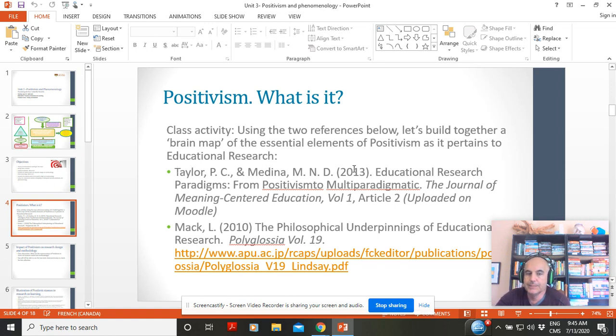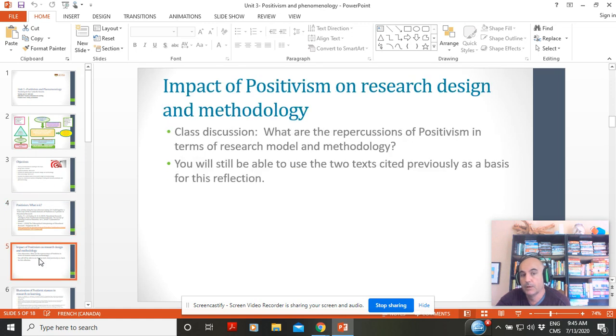So you've got Taylor, Medina, and Mac. Not the best writing, but some of the best concise overviews that I've seen. So you're going to be able to extract all you need from this in terms of what is positivism. And so you're going to be interacting on the discussion forum and telling me what it is.